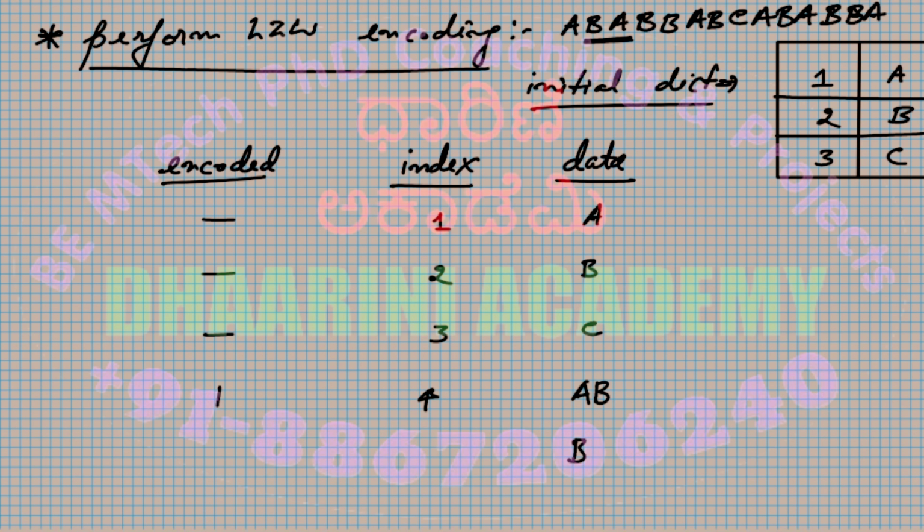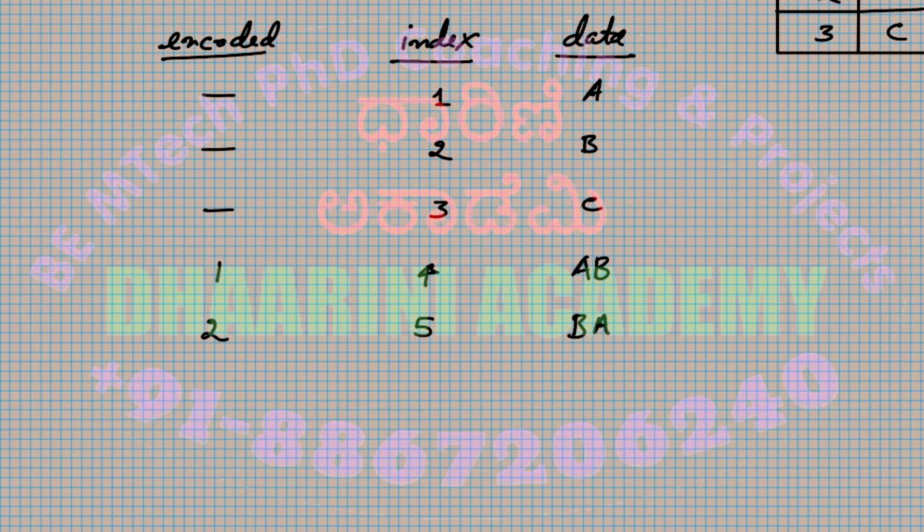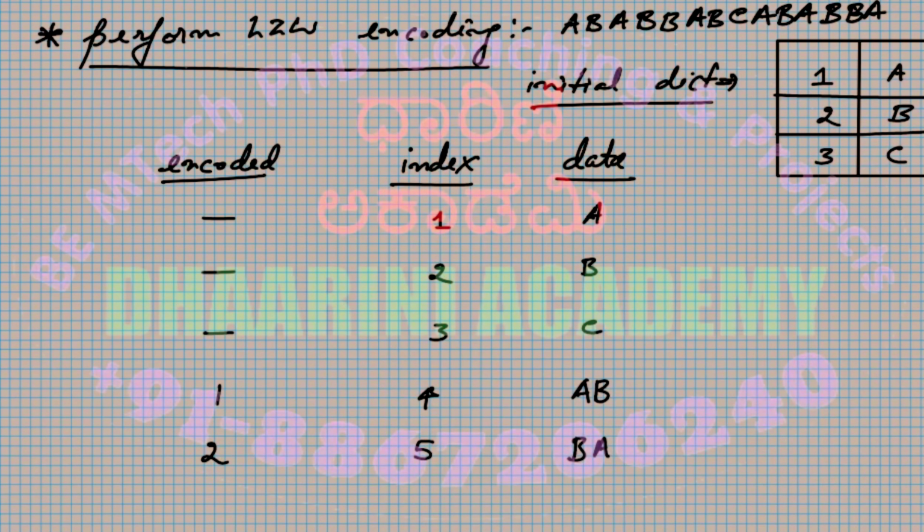BA is not there, right? So I'll write BA here. This becomes index 5 for me, and I check whether B is present. It's there. It will be 2. So my encoded data becomes 2. Right. Let's check the next one.